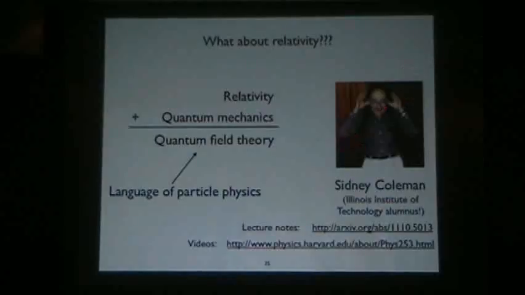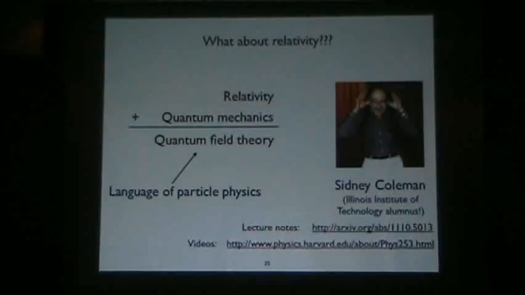And I wanted to take a minute to mention Sidney Coleman. Do people know who Sidney Coleman is? No. Okay, some people know. Unfortunately, he passed away, I think, in 2008. He was an alumnus of the Illinois Institute of Technology. I brought him up because the way I'm going to talk about relativity plus quantum mechanics I first learned from his course. I'm sure it may be original to him. I don't know if it is or not.